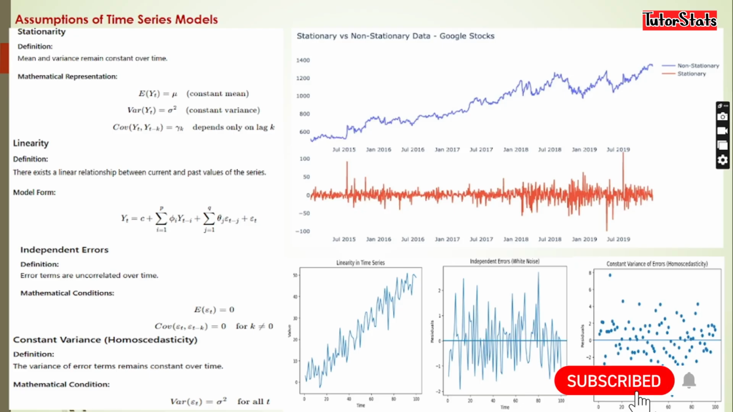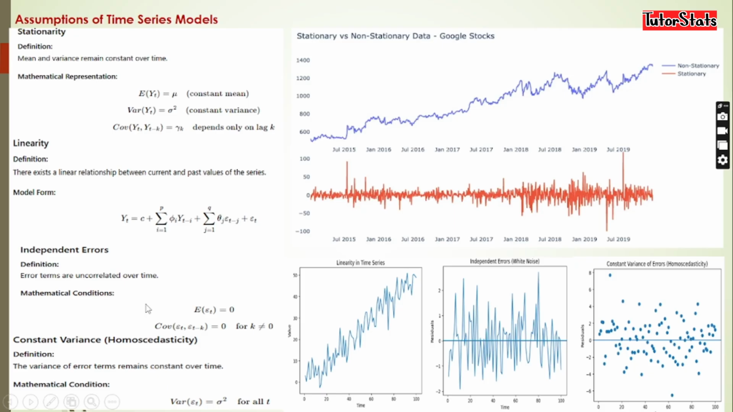The next assumption is independent errors. Errors mean the difference between the actual value and the predicted value. Independent errors means errors should not be related to each other over time. In simple terms, today's error should not affect tomorrow's error. If errors follow a pattern, it means the model is missing something important. That is why we want errors to behave like random noise.